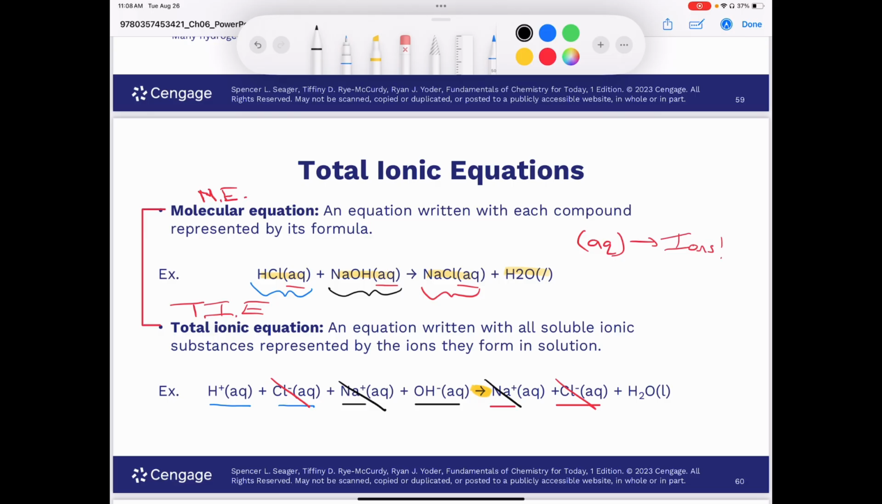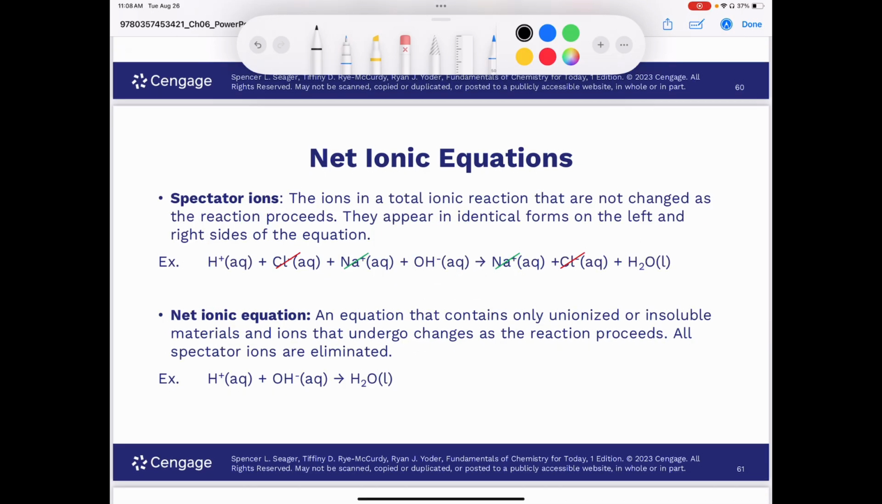We call those ions that we canceled out, the ones that are the same on both sides, spectator ions. Why are they spectator ions? Because they aren't changed from the reactant side to the product side. They look identical on both sides, so we just cancel them out because they're not really participating in the reaction. So once we write down what's left over, H+ plus OH- gives you H2O, leaving out the spectator ions, we get what we call a net ionic equation.